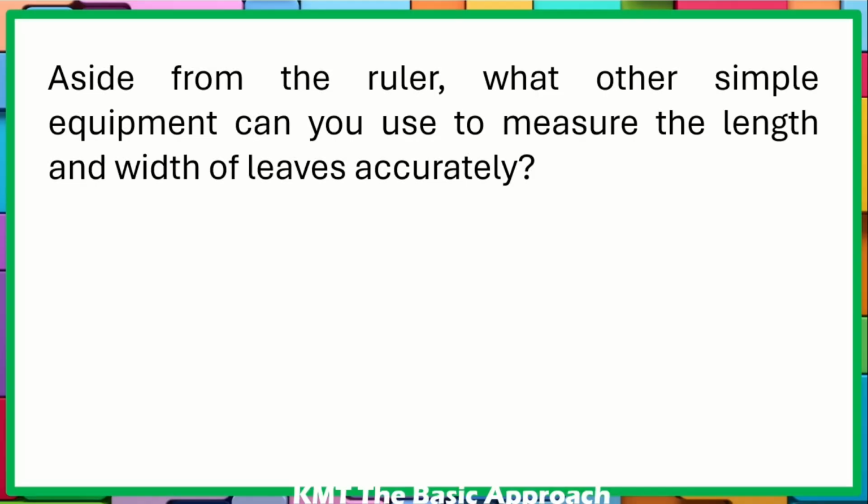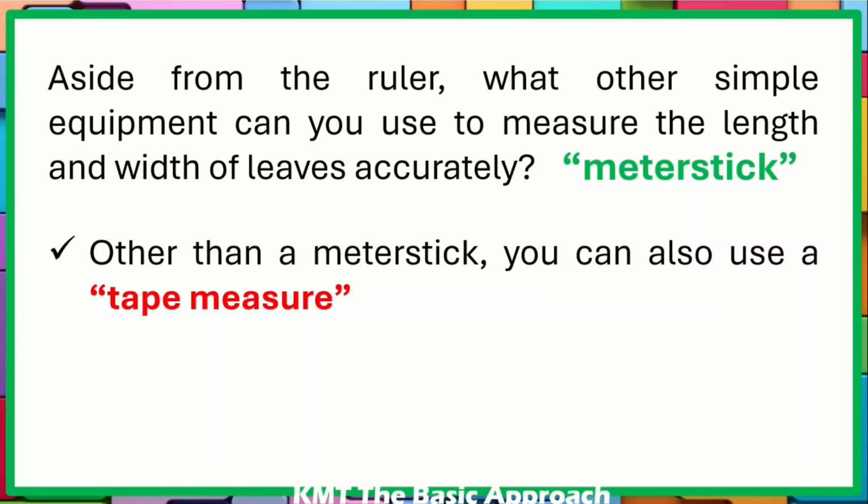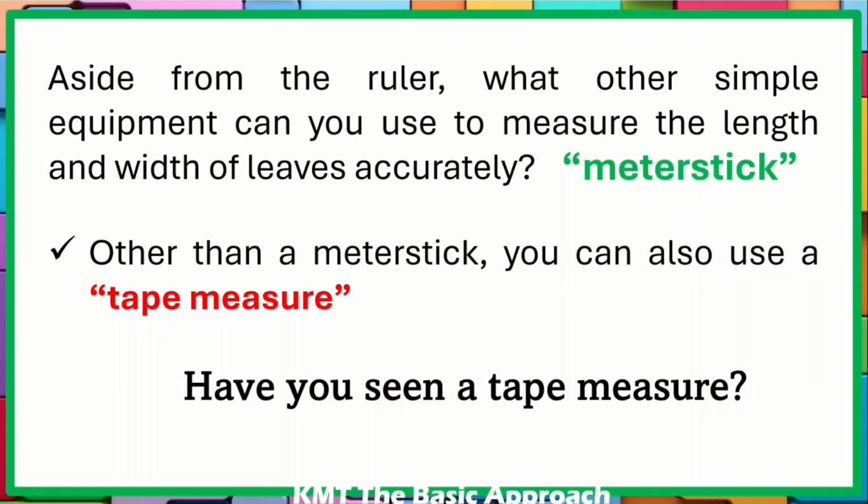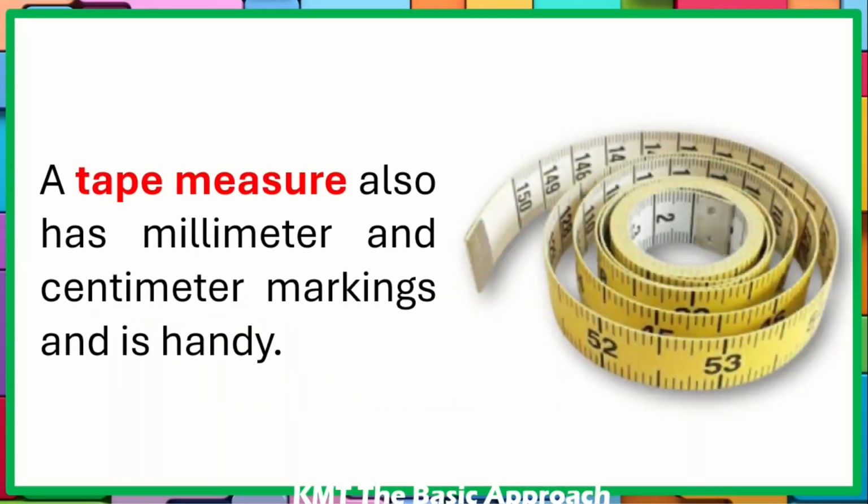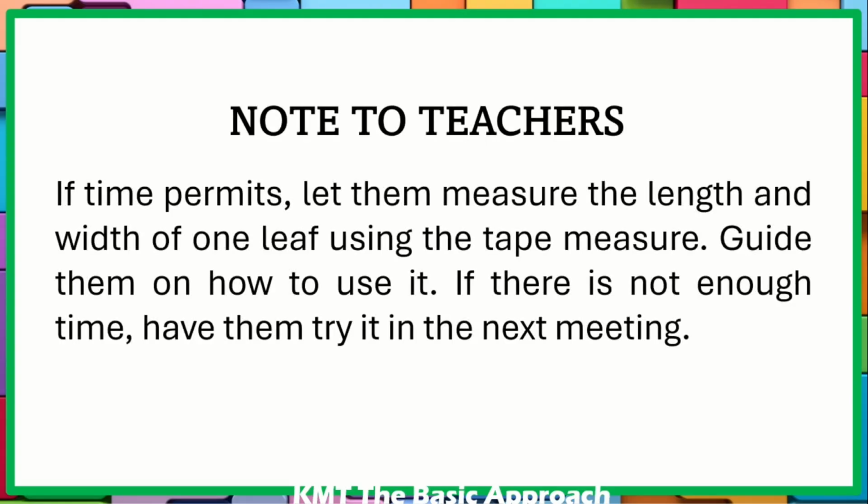Aside from the ruler, what other simple equipment can you use to measure the length and width of leaves accurately? Correct! Meter stick. Other than a meter stick, you can also use a tape measure. Have you seen a tape measure? A tape measure also has millimeter and centimeter markings and is handy. Now this is a note to your actual teacher.